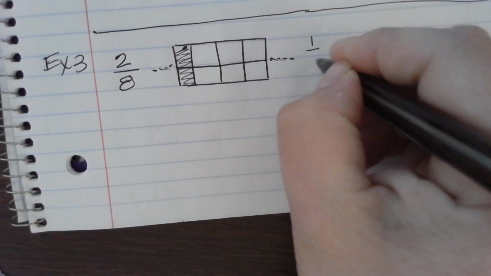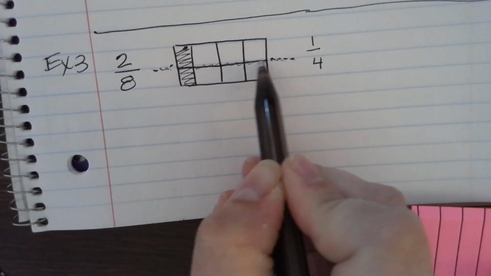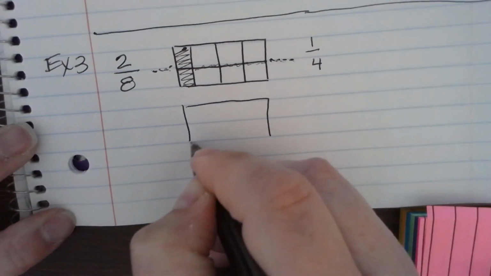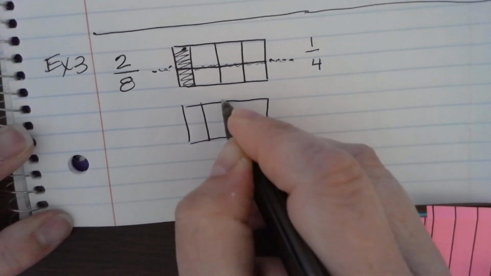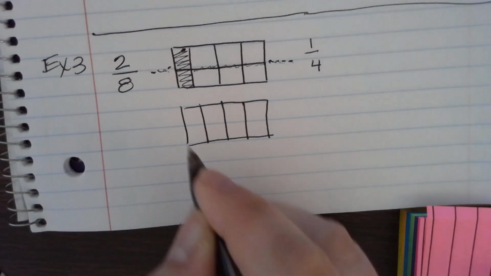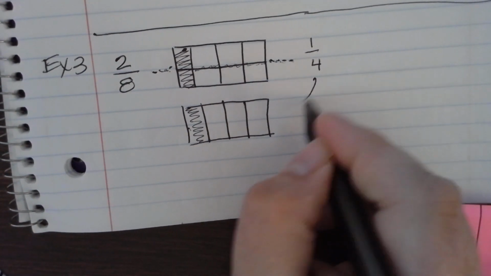Now listen. Imagine this line is not there. Then I would have, I'm going to go ahead and just draw it to make sure you can see it. There are my 4 slices. If I don't have the line, I still just have one of them shaded. So that becomes the 1/4.